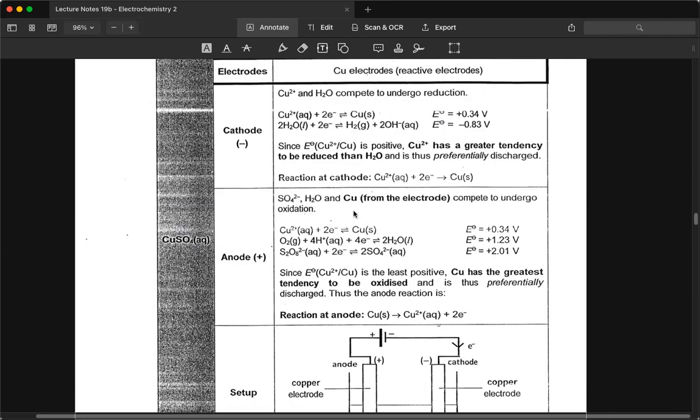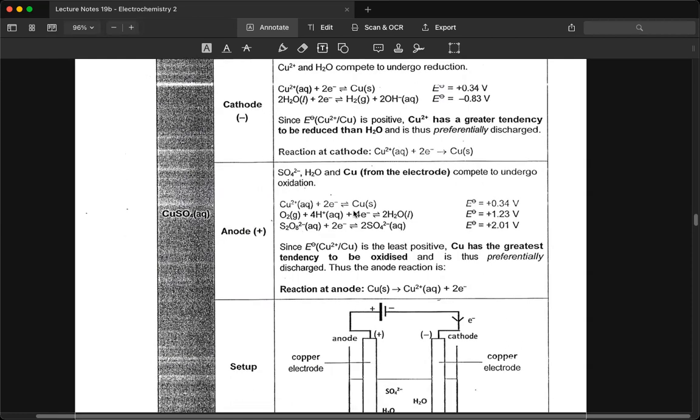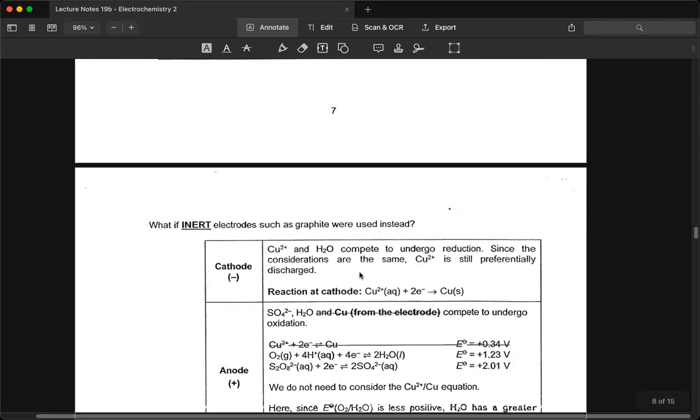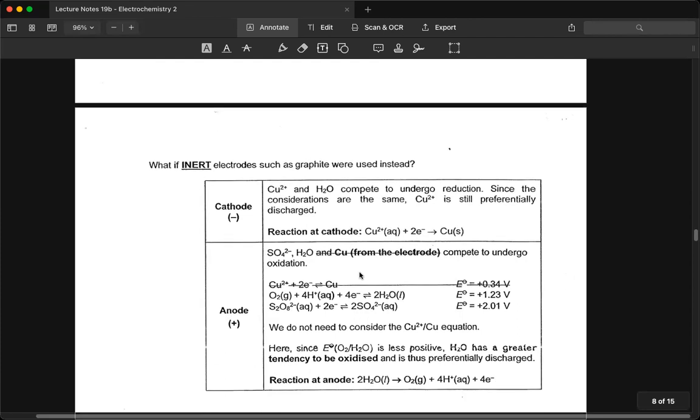At the anode, you have sulfate, water, and copper from an electrode competing to see which one gets oxidized, which one is more likely to happen. So in terms of greater probability, looking at the E0 value, you have to look at the one that is less positive, right? So it will be copper. Copper has the least positive E0 value if you look at it from the other way. So it's preferentially discharged. So this is the setup of the electrolytic process.